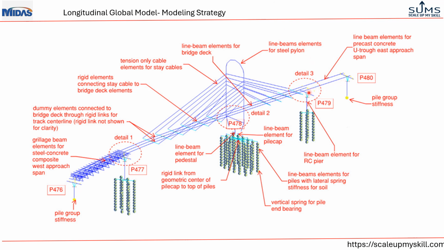Each approach representing the two U-trough girders is modeled as a line beam element as shown here. And there is a pile group stiffness provided at this column.